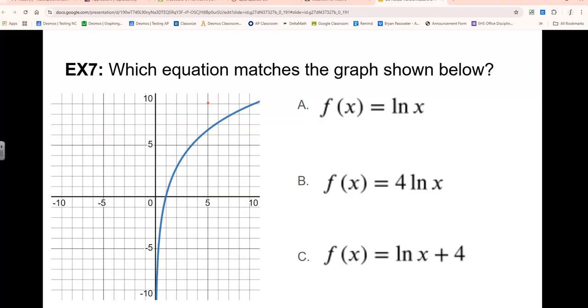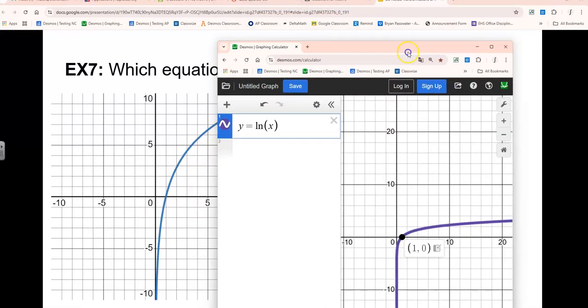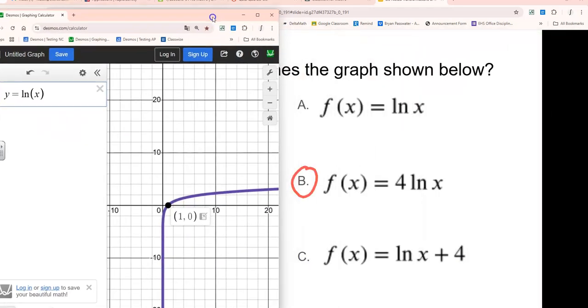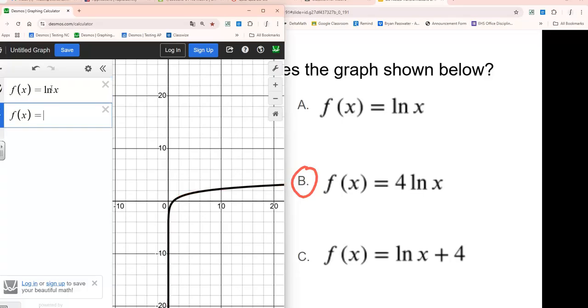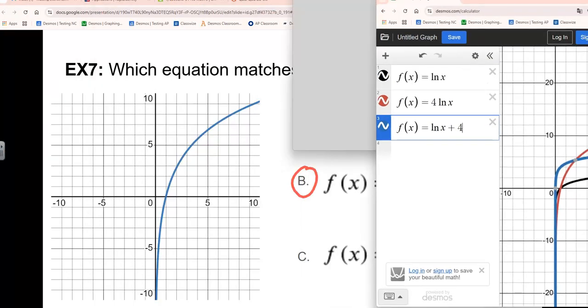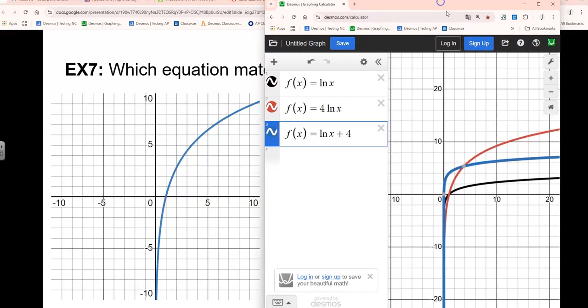All right, 7. Maze, what did you get for number 7? B. Very good. Now, this is a vertical stretch. These are pretty difficult to see, but if you were stuck on something for this, graph it in Desmos and see what your answers look like. So if I graph these 3 here, and look at them one at a time.